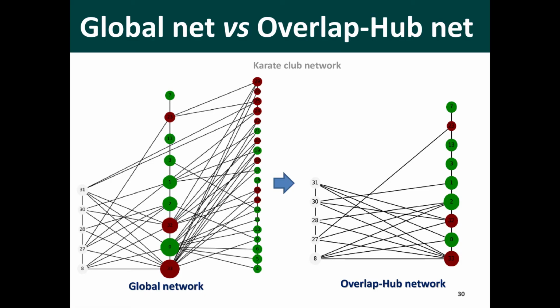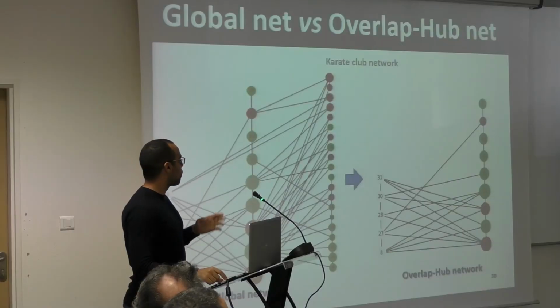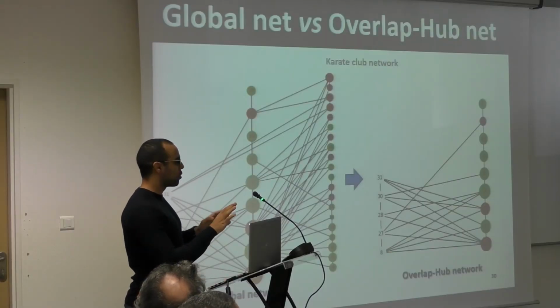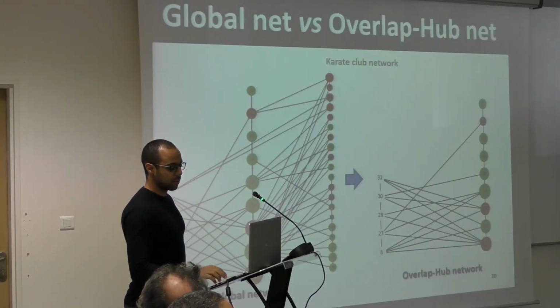So here is an example of the overlap hub network for Karate Club. As I said before, it contains only the overlapping nodes and the hubs, and we removed all the other nodes of the network.